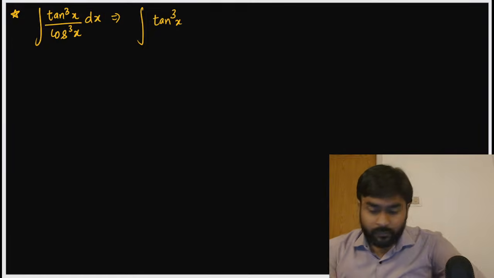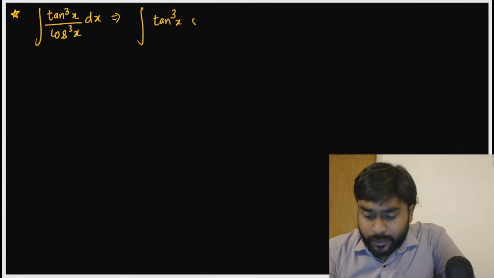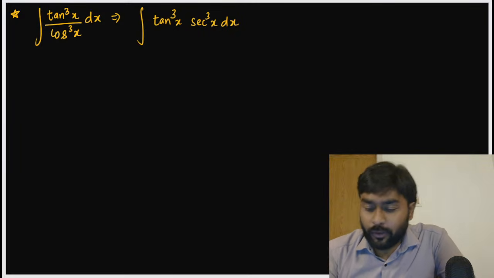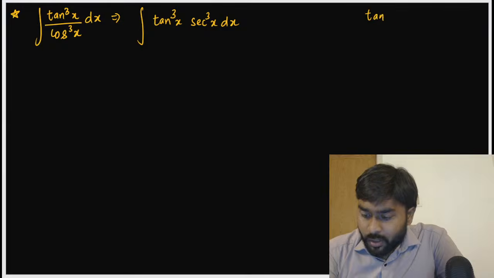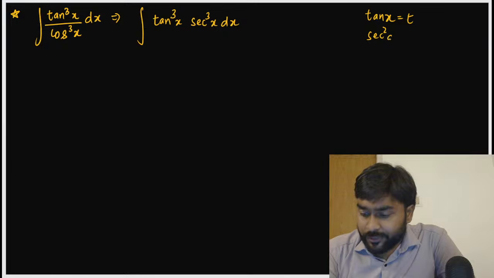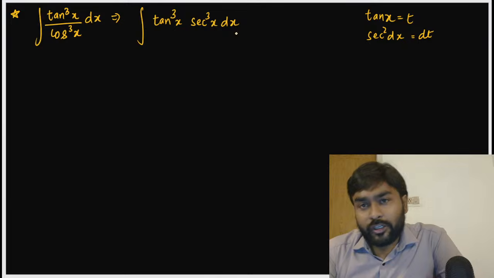Okay, so what I was telling, this cos cube we can transfer to the numerator again. So what will happen? It will become sec cube x dx. This will be correct. So after this, what can we do? If I say tan x equal to t, then sec square x dx will be dt, correct? But one secant x will come extra. That is the problem.